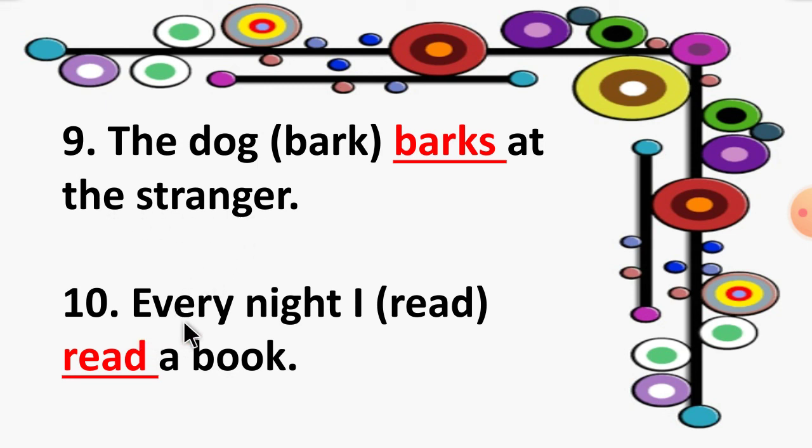Number 10. Every night I read. So, as I told you the rule, when you are making a sentence with I, you, we or they, there should be no change in the verb. The verb will remain the same as it is. You don't need to add anything in the verb. Every night I read a book. So my dear students, I am giving you a few seconds to complete these 2 FBs.